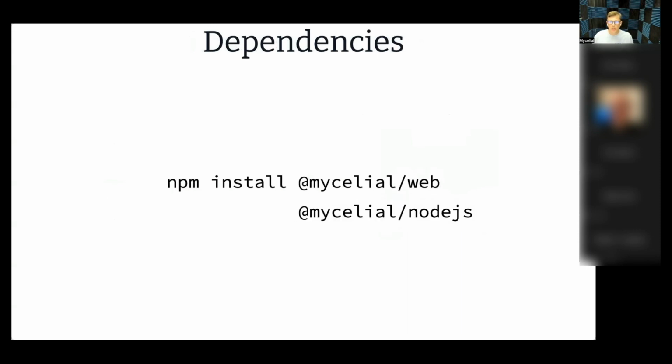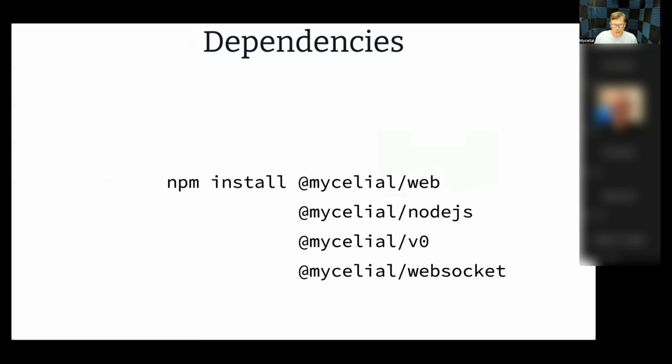So to use our library, you'll need to install the appropriate NPM dependencies. The first dependency you'll need is the mycelial web or mycelial node, depending on the platform you're using. Next is the mycelial v0 dependency, and lastly is the mycelial WebSocket package. And one quick disclaimer, our libraries are alphas, so at this point you should expect breaking changes and likely a consolidation of these different packages as well.